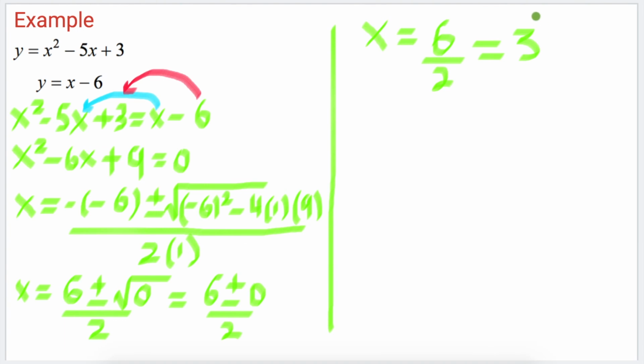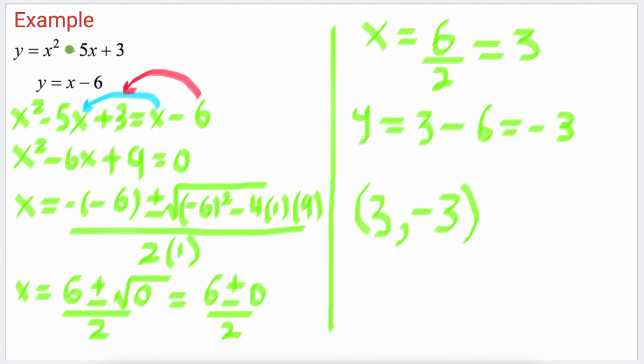So what we're going to do is take the 3 and plug it into the linear equation, and you're going to get y equals 3 minus 6 equals negative 3. So that means the point where these two lines cross each other is positive 3, negative 3. These two equations only cross each other once, and that is at this point here, and that's the solution.